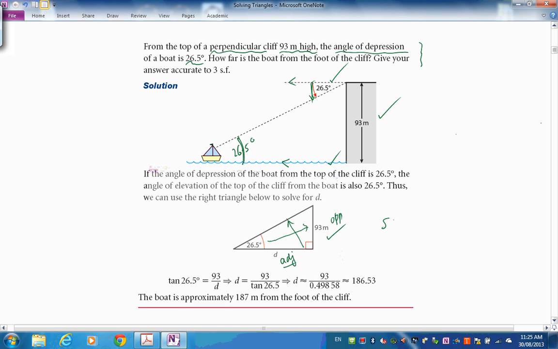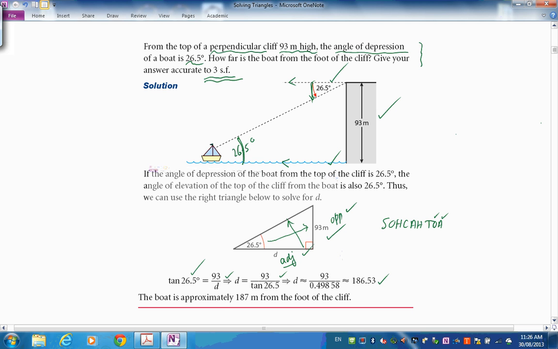So let's write down SOHCAHTOA and work through it. We have opposite and adjacent involved, so it's the tan of that angle. It will be 93 over D, or D is 93 over tan 26.5, or 160.53. Round it to three significant figures. It says up here three significant figures. I should have underlined that up the top there. Okay, do you get it?